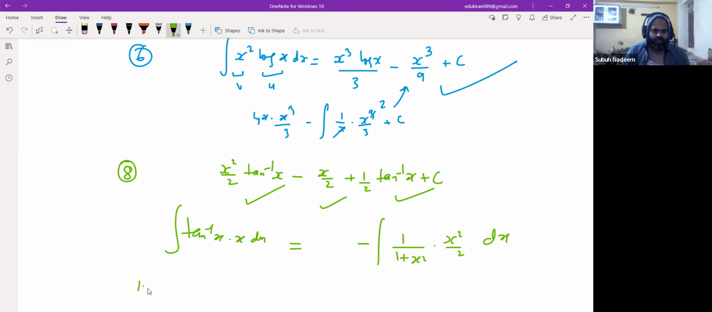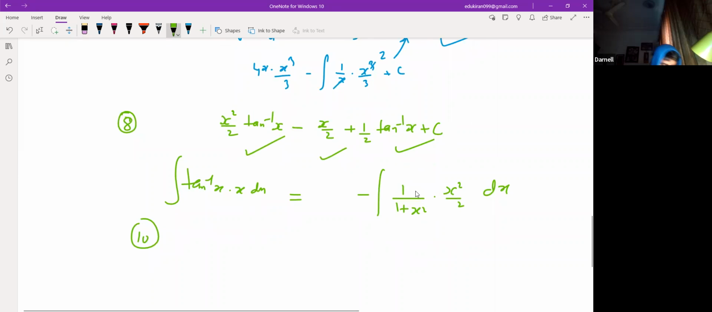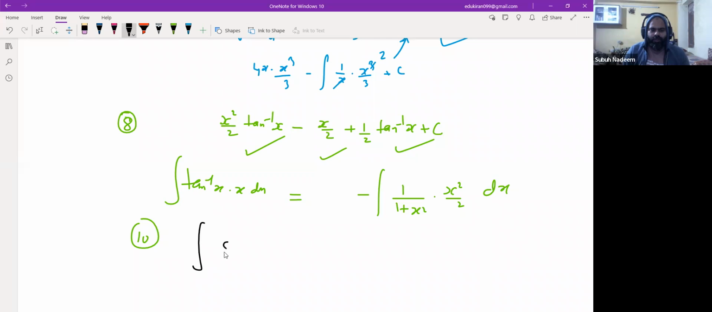10th one, that is a little tricky. So I'm not sure how to do the 10th one. So I will give you a hint. Sine inverse x whole square is there, and there is no other function. So this is actually sine inverse x.